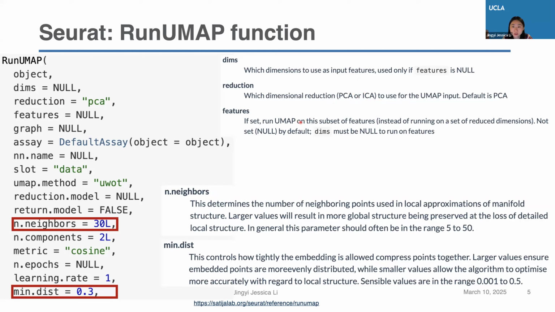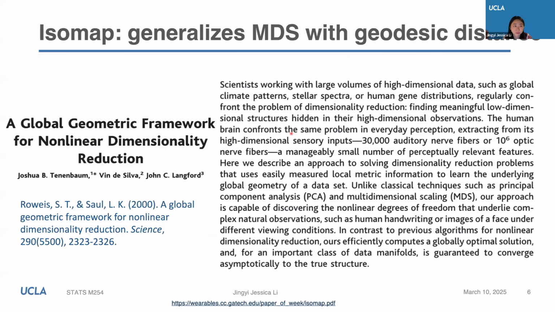And also for features. Basically, if you set the features to be some values, then UMAP will be run on this set of features instead of PCs. For example, if you set the features to be a few genes, maybe 10 genes, then the UMAP will be run on these 10 genes instead of the PCs. So these are just the inputs you can specify.